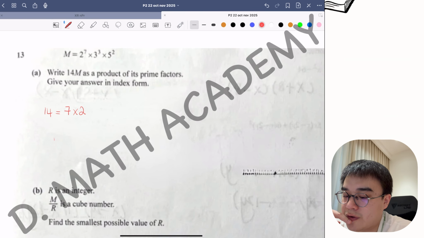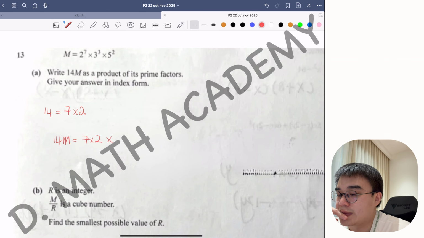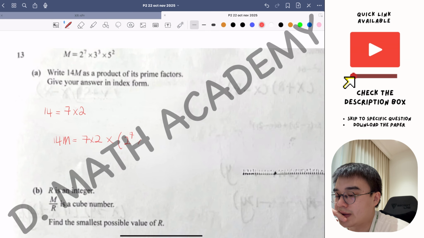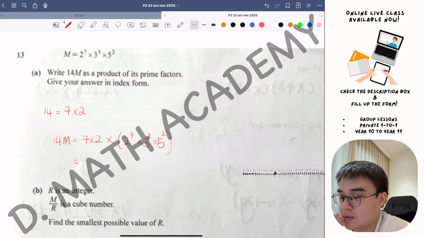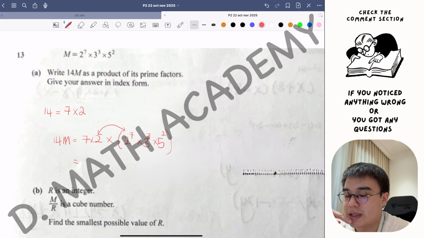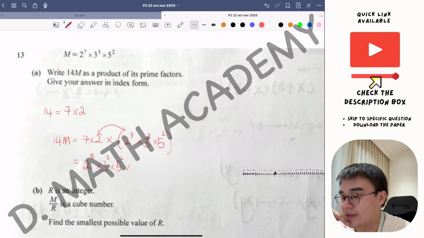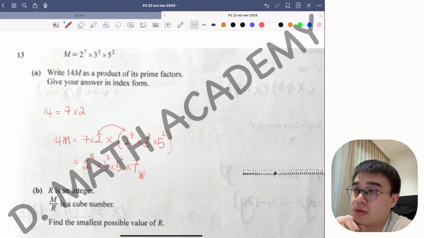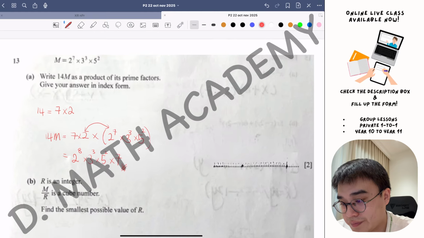When you have 14M, what it means is 7 times 2 times whatever they have here in place to represent the M. Only the 2s can be added together since they share the same base. So in total, I have 2 to the power of 8, 3 cubed, 5 squared, and a 7. So this should be the answer that you're including here.